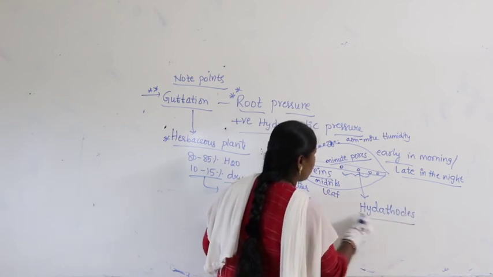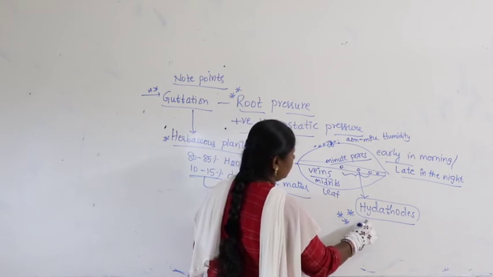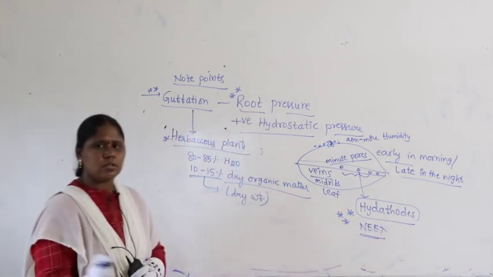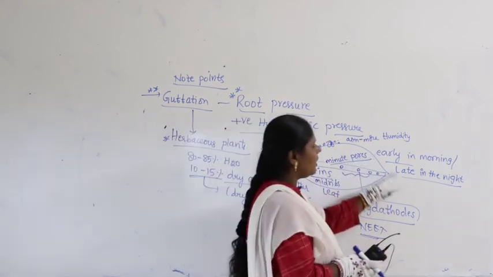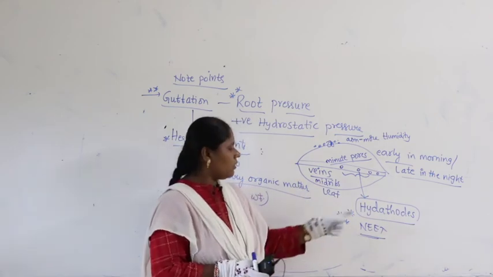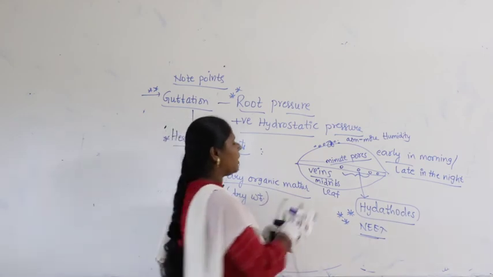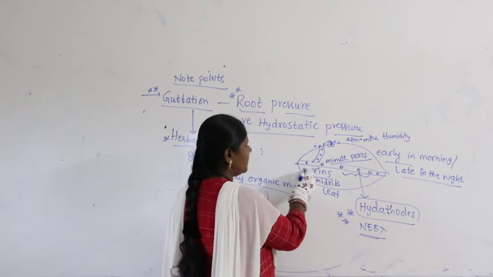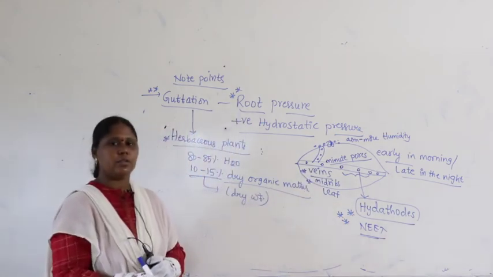These openings are called what? Hydatodes. Guys, remember, previously they asked about the loss of water from herbaceous plants early in the morning or late in the night. It happens through, what is it called? Hydatodes. What are these hydatodes? We find minute pores, either on the midrib or on the veins. Through these minute pores there is a loss of water.